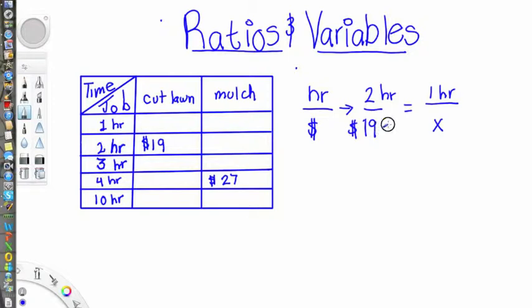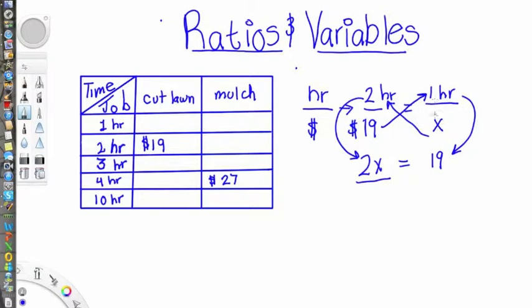So we take 19 times 1 hour, $19, and 19 times 1 is 19. That was difficult. And then x times 2 is 2x. So we multiplied those two and got that. We multiplied these guys and got 2x. Okay, now we have an equation. And we want to isolate the variable. We want to find out what x is: how many dollars you'll earn for 1 hour of work.